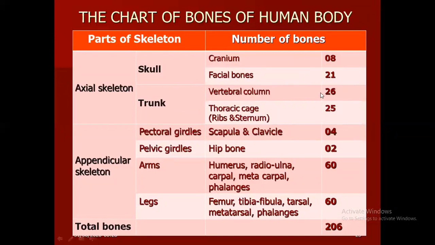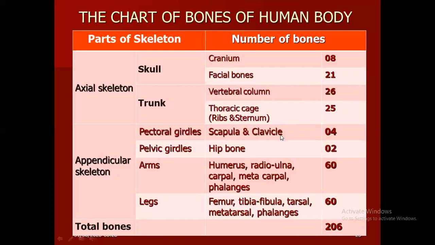Vertebral column in immature condition its number is 33, but in mature condition its number is reduced to 26. The sacrum consists of 5 bones, but in mature condition it is reduced to 1. And the coccygeal consists of 4, but it also fuses and forms 1. So its number is 26 in adult condition. Then thoracic cage: ribs 12 pairs and sternum 1, so its number is 25.